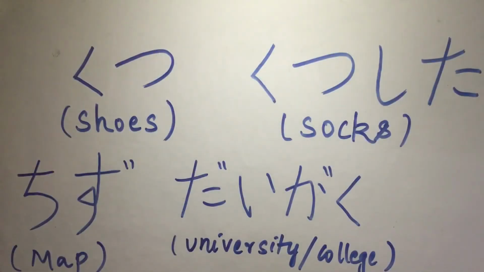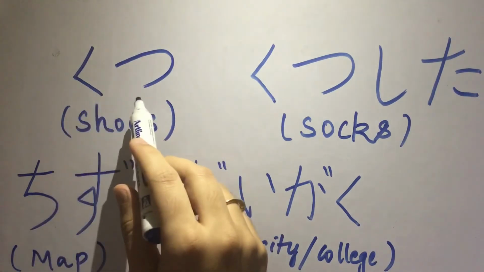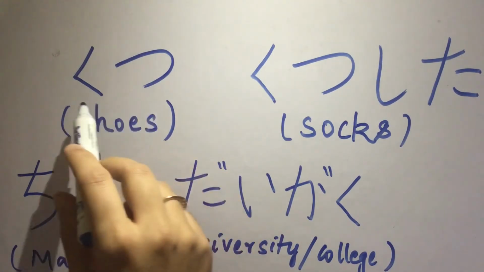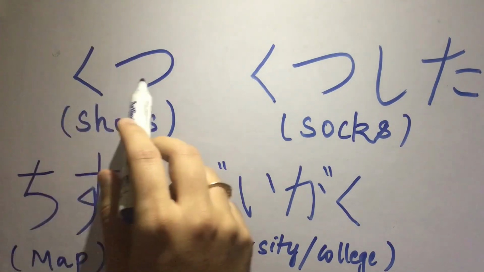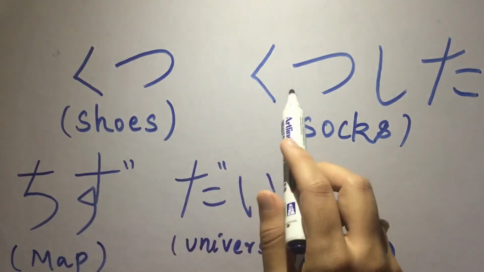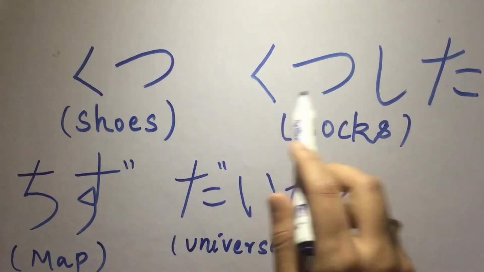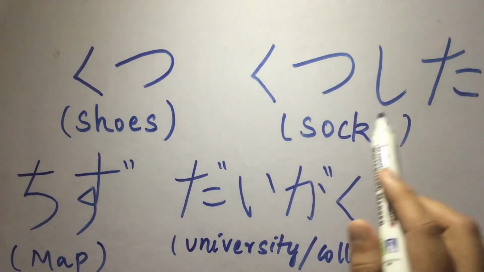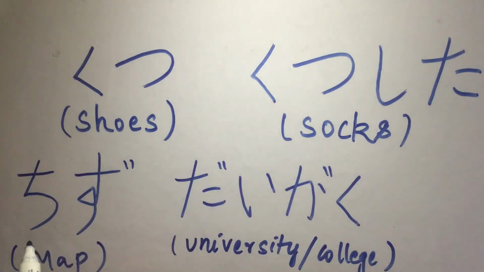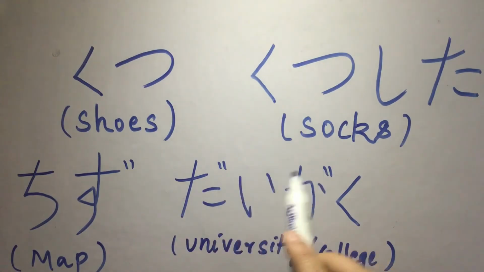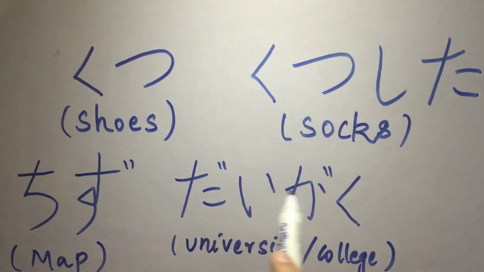Let's take a look at a few words using the T column hiragana characters. Can you read this? Yes, it is kutsu, which means shoes. This is kutsushita, which is socks. Can you read this? Chizu, which means map. Can you read this? It has dakuten. This is daigaku, which means university or college.